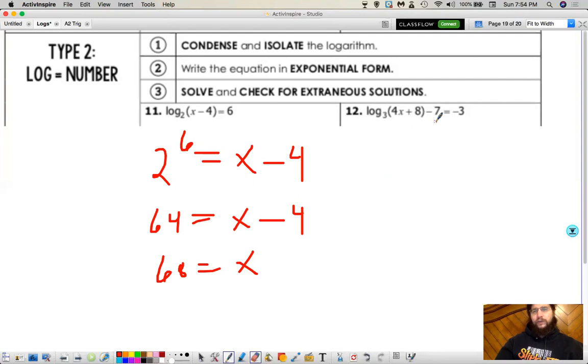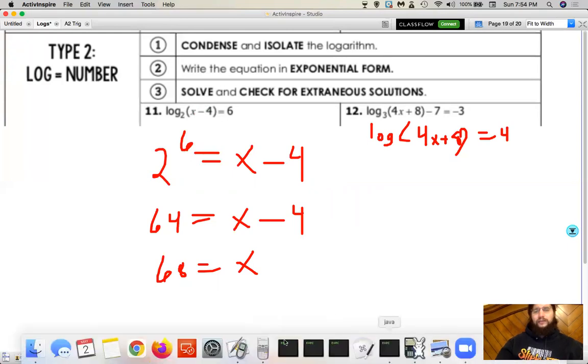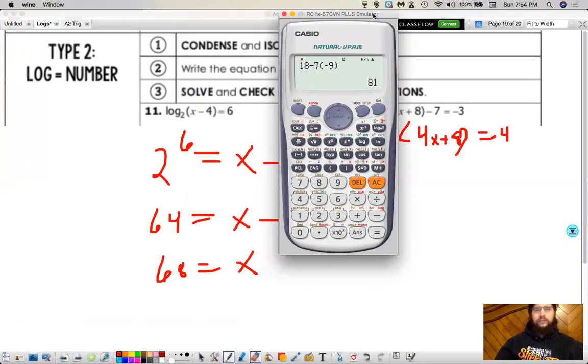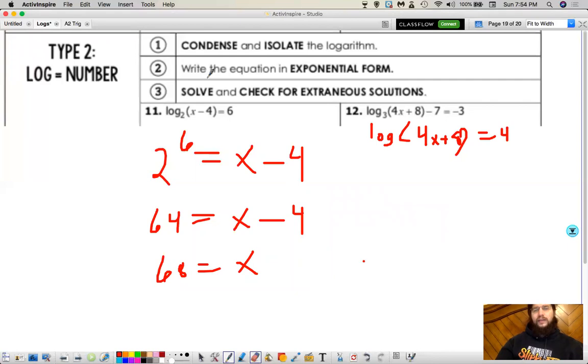Same sort of thing over here, but first it's got to equal a number. It's not equal to a number yet, so add 7 to both sides. I'm not going to write these parentheses, but if you need to, go for it. If you check 68, we can check. Log base 2 of 68 minus 4 is 6. Again, the main thing, check the argument. Make sure your argument's not negative. You should be all right.